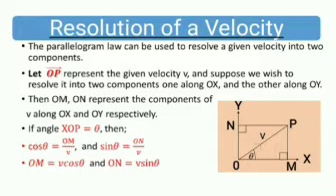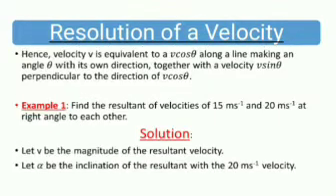Is that okay? So that's exactly what we are saying here. That is, the velocity v is equivalent to v cos theta along a line making an angle theta with its own direction, together with the velocity v sin theta perpendicular to the direction of v cos theta.